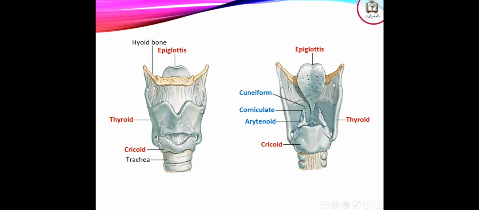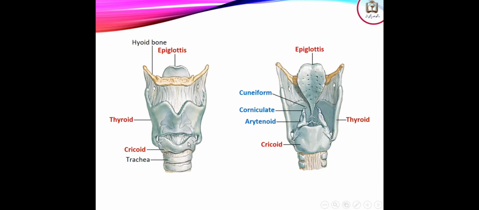Posterior to the oblique line, we've got 2 horns, a superior horn and an inferior horn. Here is the inferior horn, here is the superior horn, and as you see, the inferior horn is shorter than the superior one and articulates with the cricoid. The joint between thyroid and cricoid is called the cricothyroid joint. Here is the right cricothyroid joint, and here is the left cricothyroid joint.